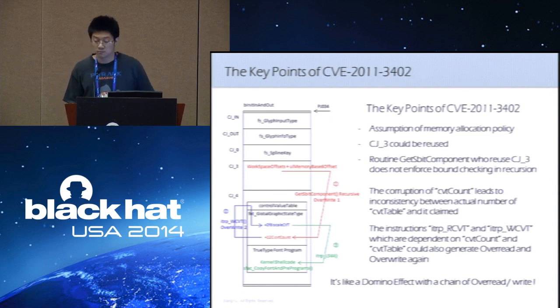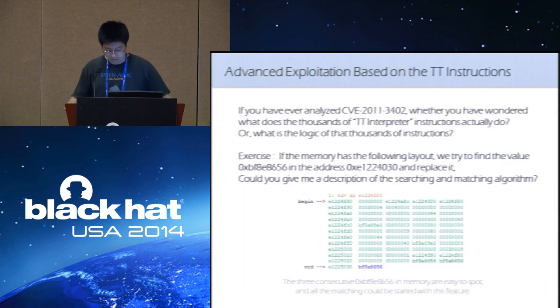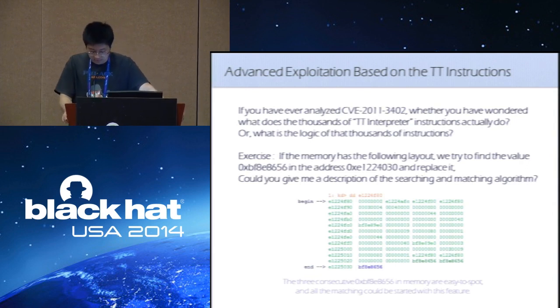This is the vulnerability part, and in the next slides I'm going to describe the advanced exploitation techniques in Duqu malware. If you have ever analyzed CVE-2011-3402, you may have wondered what the thousands of TrueType interpreter instructions actually do. There are thousands of instructions to trigger the shellcode. What is the logic of those thousands of instructions?